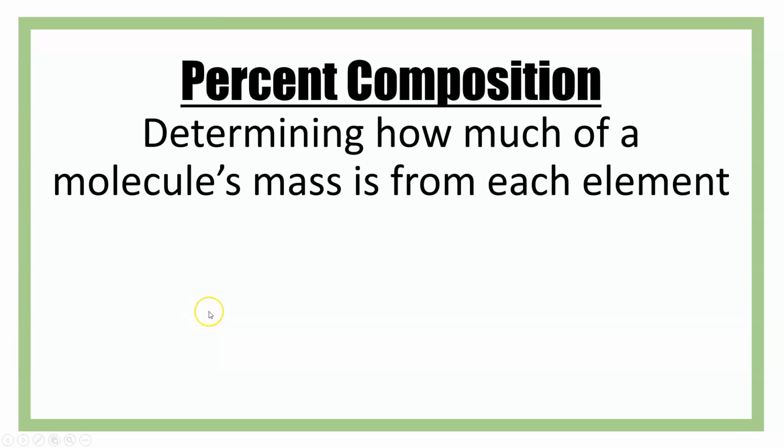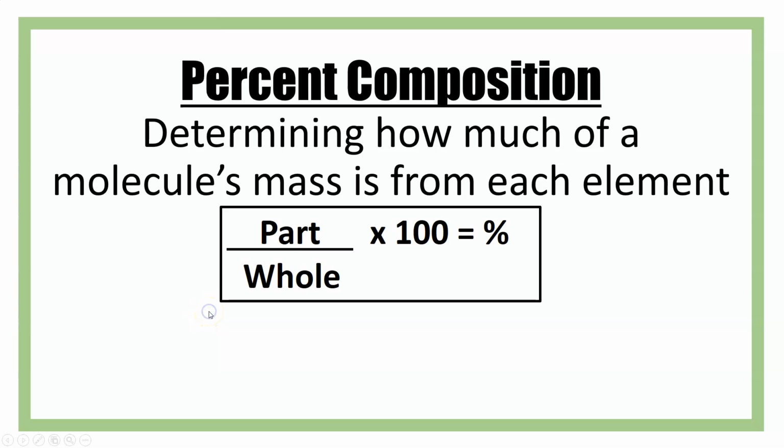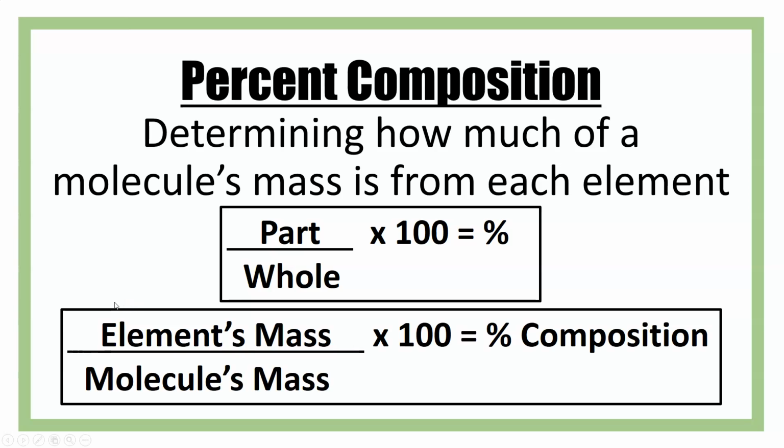Now, if you remember from math class, a percent is typically described as a part of something divided by the whole. So it could be how many pizza slices you ate over how many came in the box, right? So for percent composition of a molecule, it will be the element's mass from the periodic table divided by the mass of the entire molecule times 100. That will give us the percent from that particular element.